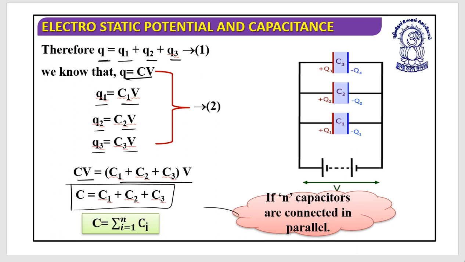And if there are n capacitors connected in parallel combination, then what I can have is C is equal to the summation of all the capacitors starting from 1 to n. I hope those things are clear to you.